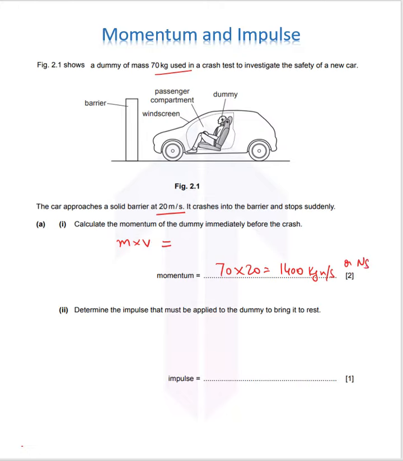And if we have to determine the impulse that must be applied to the dummy to bring it to rest, because impulse is given by the change in momentum, it's delta p. So final momentum minus the initial momentum. So you get 0 minus 1400 because its final momentum is 0. We have to bring it to rest, and initial just before the crash was 1400. So your impulse is 1400 Newton second or 1400 kg meter per second.